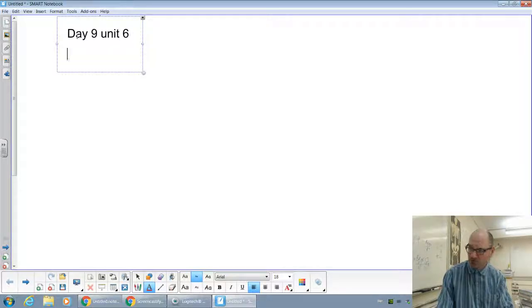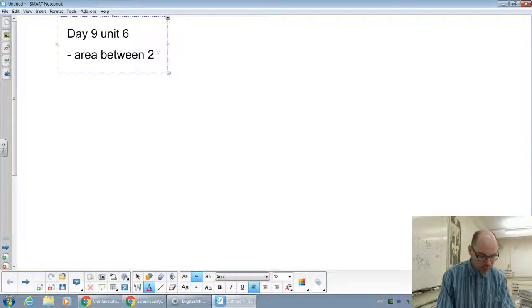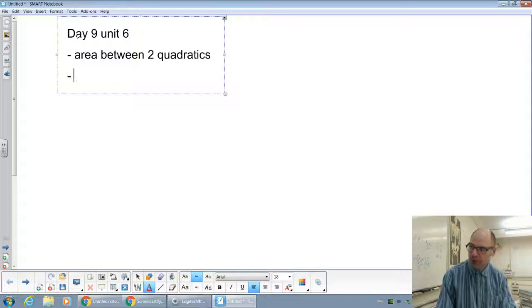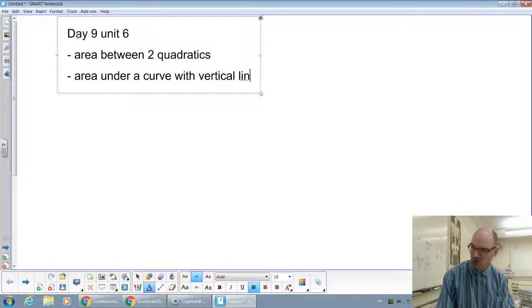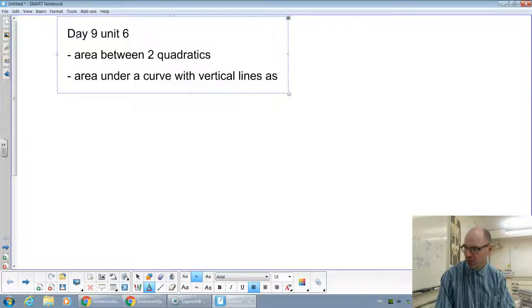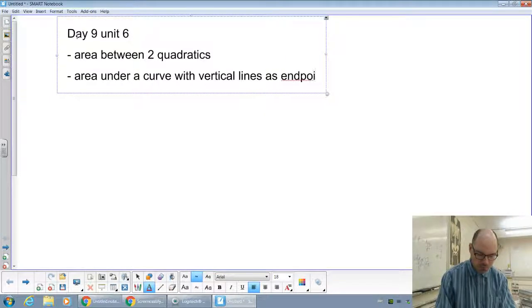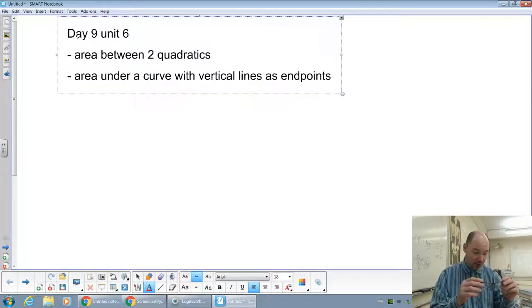What we're going to do today, though, is we're going to look at area between two quadratics. And then we're going to look at area under a curve with vertical limits. Oh, we'll say vertical lines rather than limits as endpoints. And that's the two types of examples we're going to look at this morning.